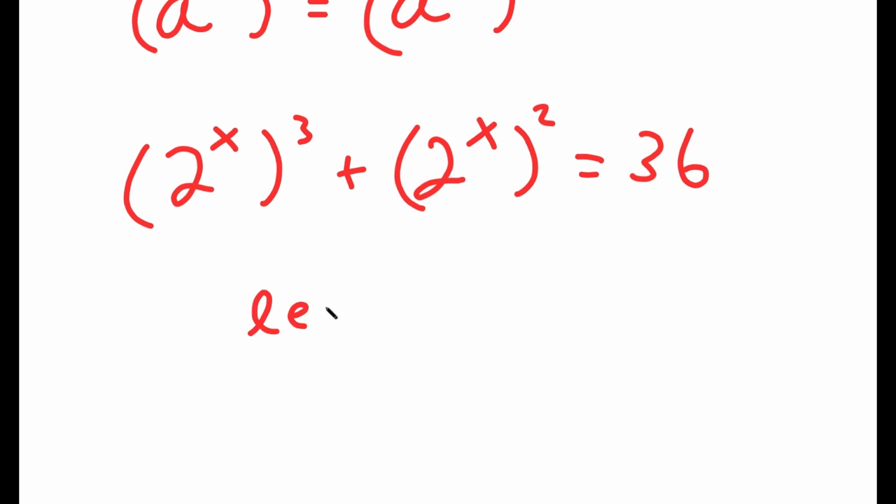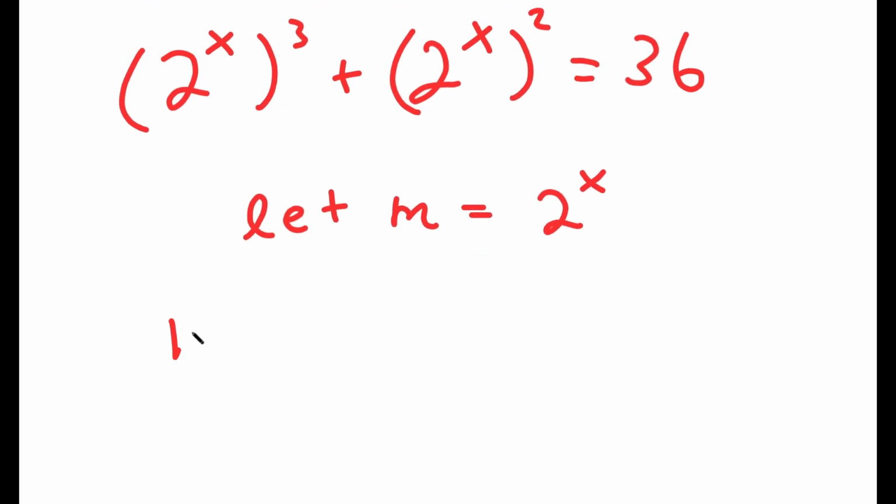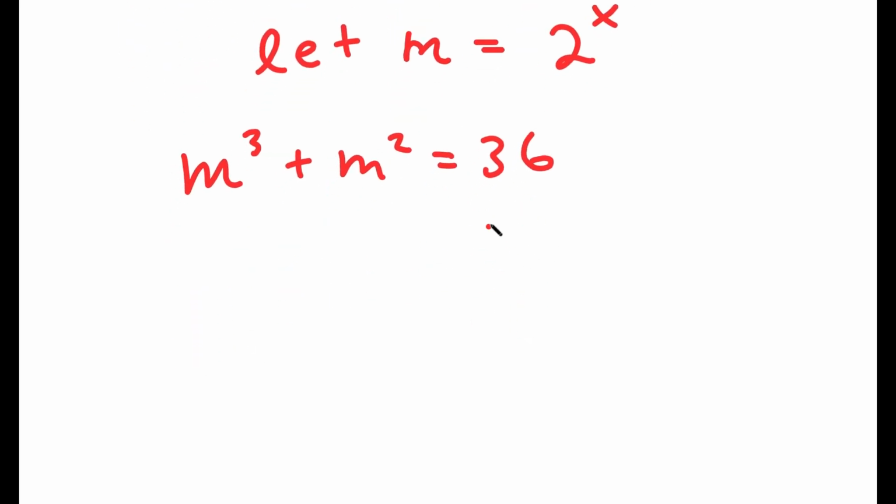Now, I'm going to let the variable m equal 2 to the power of x. So I have m to the power of 3 plus m squared is equal to 36. And the reason I'm doing this is to just make this a little less complicated. Instead of having the 2 to the power of x to deal with all of that, we just have m, which is a simple variable.